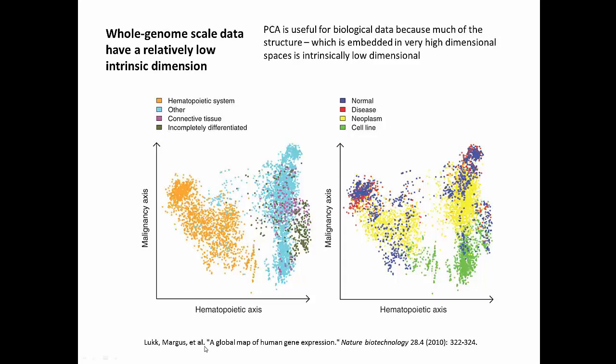Here's a nice example looking at principal component analysis of gene expression across many different tissues in a human, and you can see that in two dimensions you can pick out most of the structure in this data.